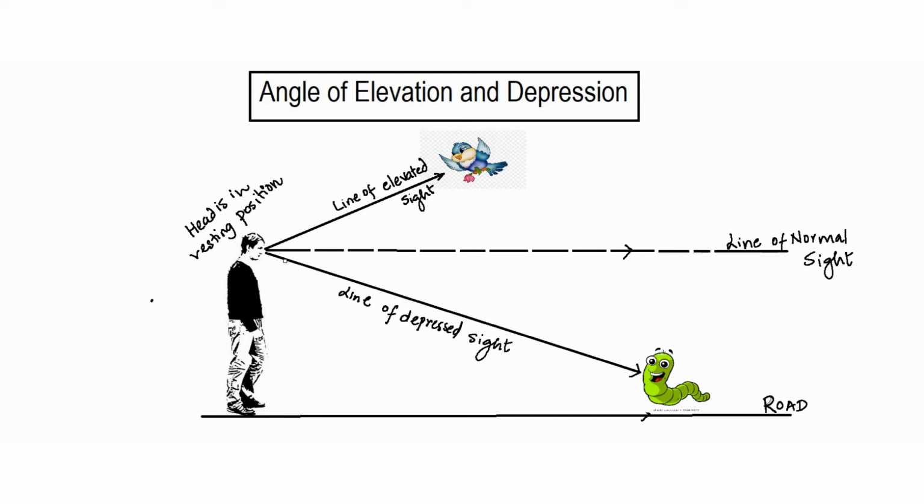Similarly, if he wants to look at something on the ground, then with respect to the line of normal sight, he has to lower down his line of sight, and that particular line of sight is called the line of depressed sight.